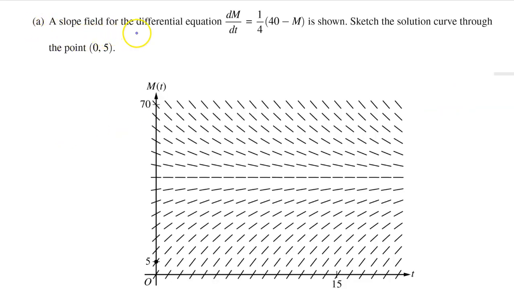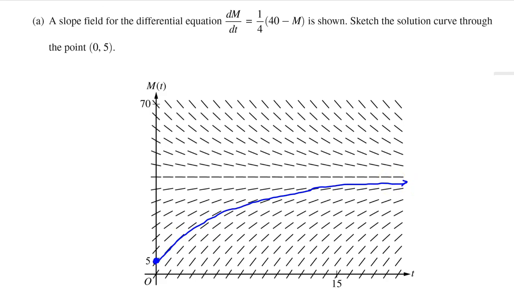Part A. A slope field for the differential equation dm/dt equals 1/4 (40 minus m) is shown. Sketch the solution curve through the point (0, 5). In order to draw the solution curve, we need to start at (0, 5), and then we just follow the flow suggested by the slope segments of the slope field as we move to the right. This string of horizontal slope segments represents an asymptote, so our curve should approach this asymptote as we go to the right. Your sketch should look something like this.